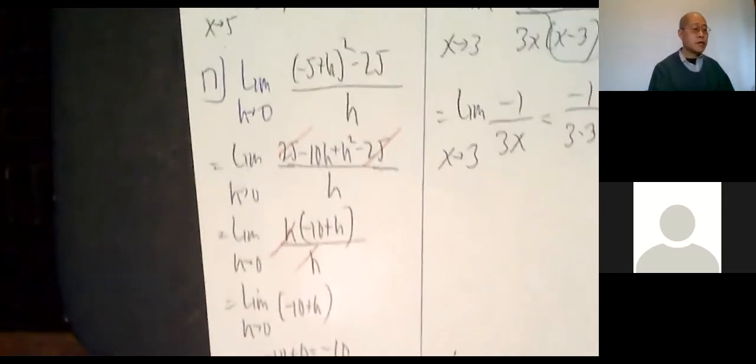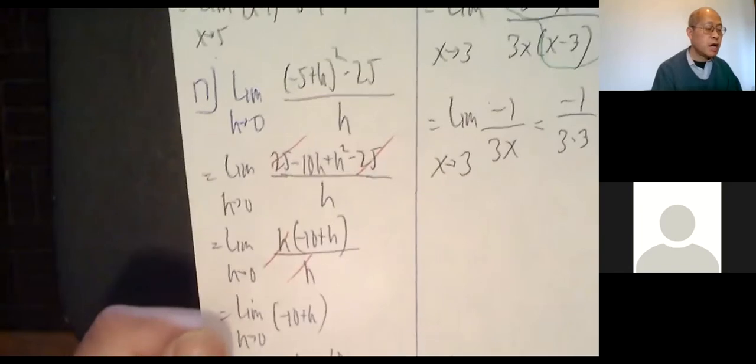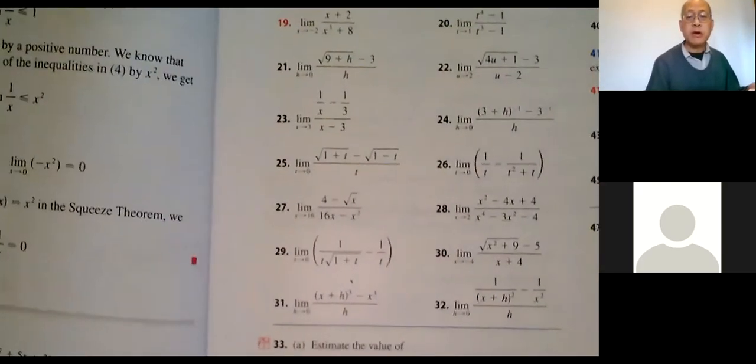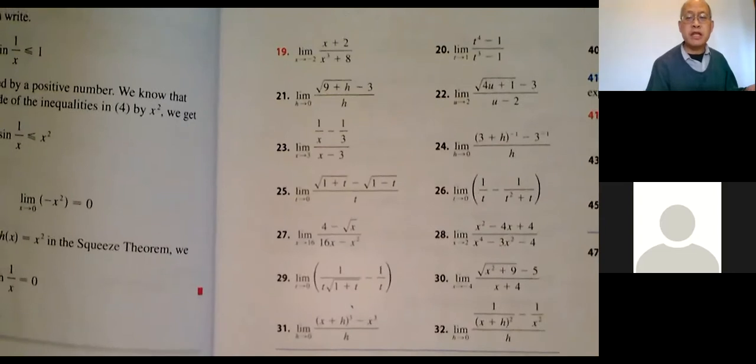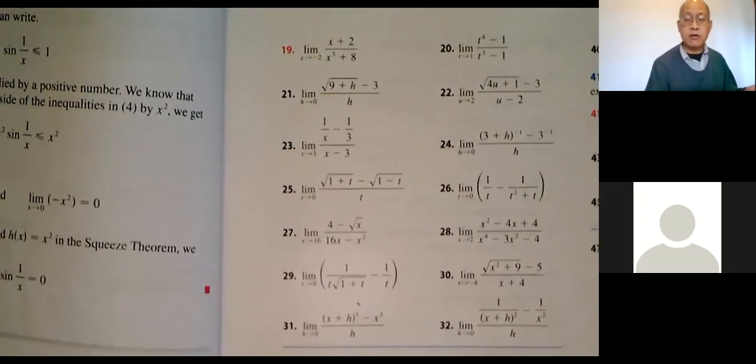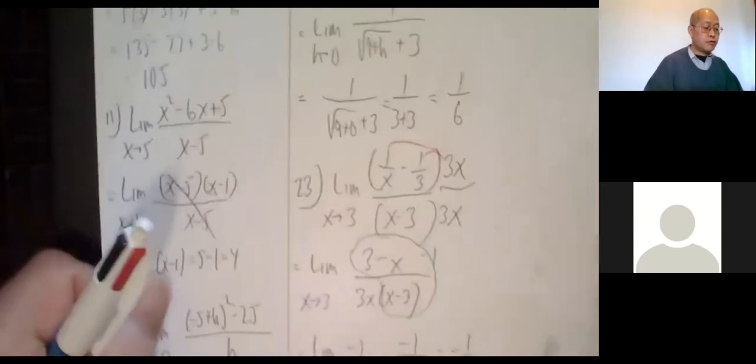Okay, there's some other trickier ones, where you have a fraction and a square root, like 21 and 23. So 21 is radical 9 plus h minus 3 over h, and 23 has a weird looking fraction. So how do you do those? Let me show you. There's a certain trick you have to do for 21. Cover this up for a moment.